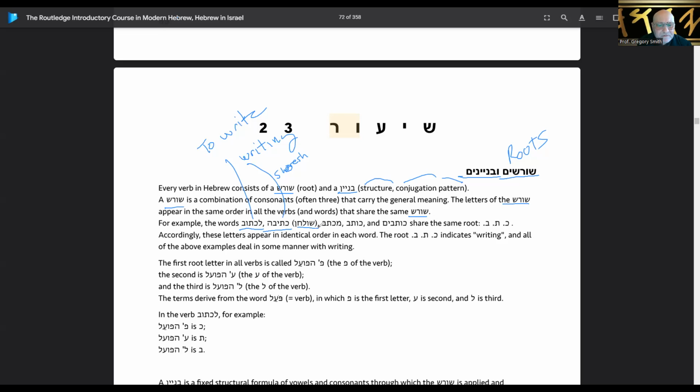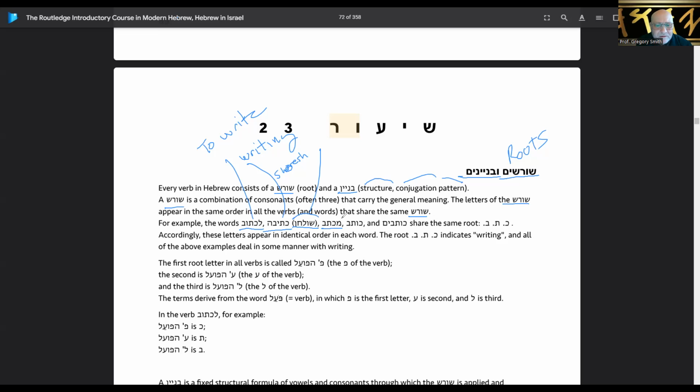Okay, and let's see. This one, shulchan. Yeah, that's table. That's right. שולחן, Shulchan. Okay, so that's table. So that must have to do with like the table of these root structures.